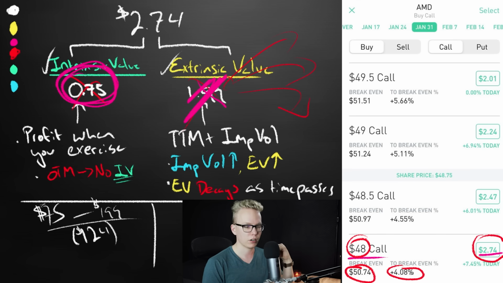On expiration day, your break even is going to be 4.08% in the upwards direction, which is going to be the stock price of $50.74. I don't want to go any more into that because it is kind of a big topic.